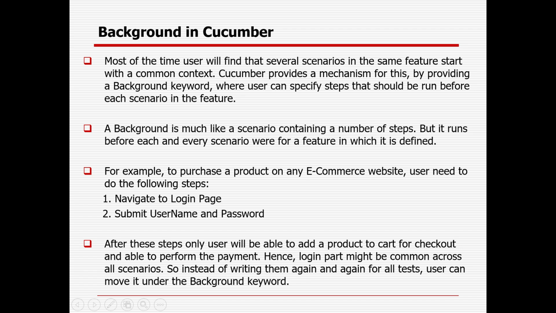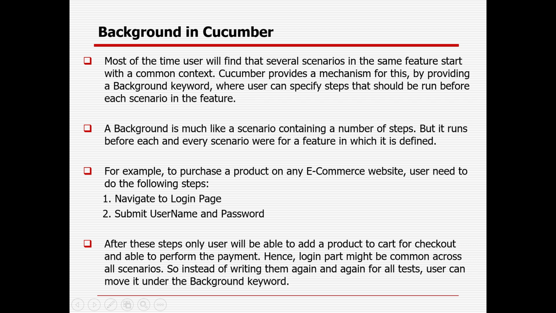Most of the time the user will find that several scenarios in the same feature start with a common context, only the precondition part, only the starting part. The other parts, whatever is uncommon, you cannot keep there. Only the starting part you can keep in the background section. So Cucumber provides a mechanism for this by providing a background keyword where the user can specify steps that should run before each scenario in the feature. A background is much like a scenario containing a number of steps, but it runs before each and every scenario in the feature file where it is defined.